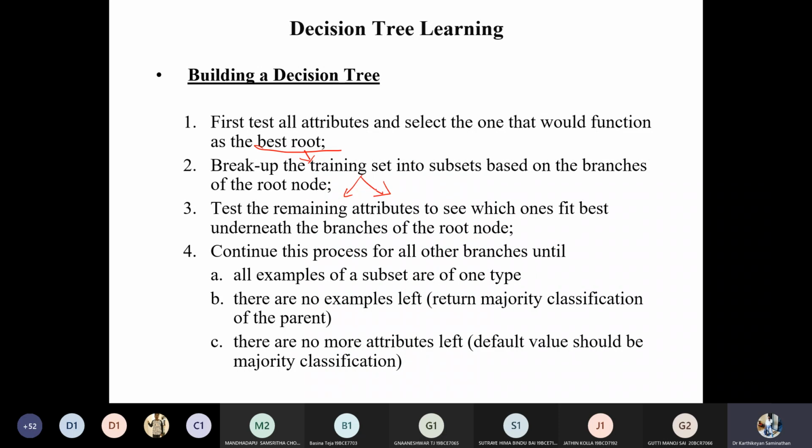Then take the test data set and check whether it is suitable for the left side or the right side. Then accordingly you create the branches and add them. Continue the same process for all other branches until all examples of the subsets are of one type, meaning there are no examples left and no more attributes. Once you reach the last one, you stop the process. This is what your decision tree is all about.